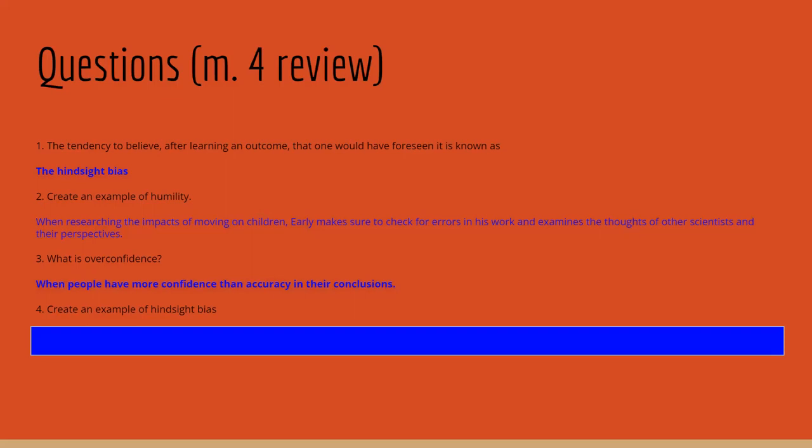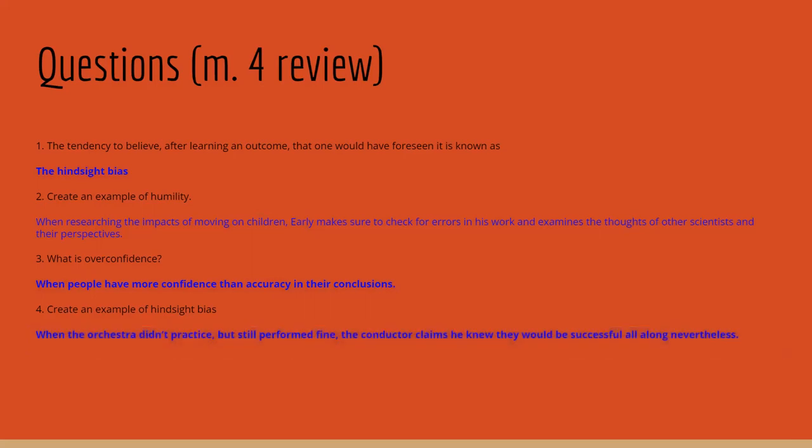All right, let's create an example of the hindsight bias. Once again, can vary. When the orchestra didn't practice, but still performed fine, the conductor claims he knew they would be successful all along nevertheless. Well, imagine if they didn't. Would he still say that? No.